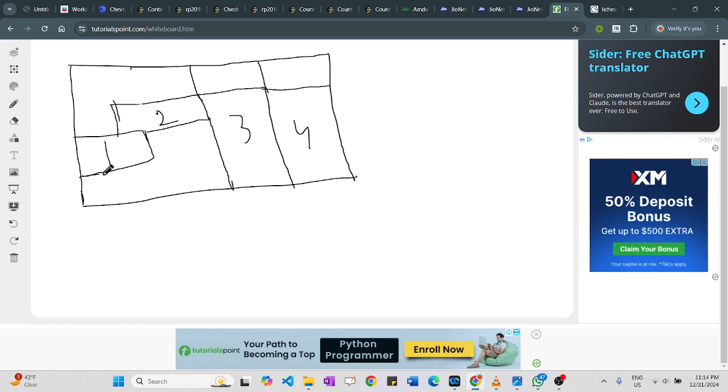So let's say this is the starting x coordinate of this rectangle, and this is the end x coordinate of this rectangle. Similarly, this is the starting x coordinate of this rectangle, and this is the end x coordinate of this rectangle. Also, this is the starting x coordinate of this rectangle, and this is the end x coordinate of this rectangle. And similarly, this is the starting x coordinate of the fourth rectangle, and this is the end x coordinate of the fourth rectangle, right?